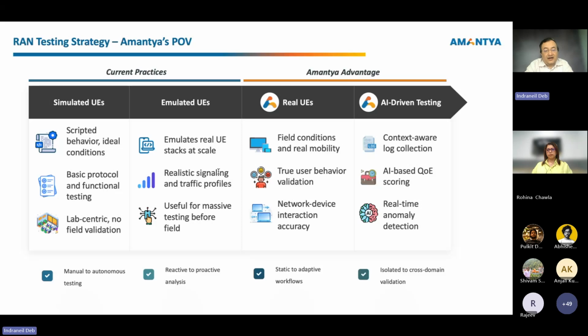So from Amantya's strategy point of view, it is to provide capabilities that allow the user an automated framework to test with real devices. Such a capability will also address the challenge of real-world fidelity. In addition, providing AI-assisted log analysis provides a mechanism that enables this testing to be done at scale.